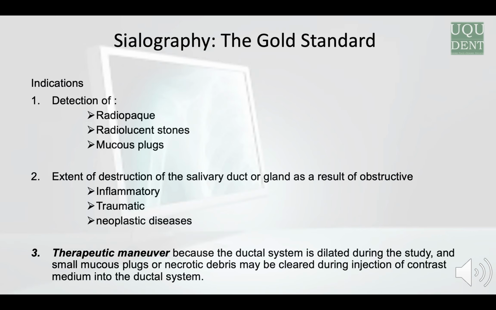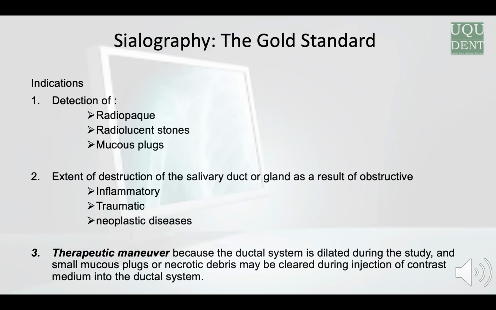Sialography is the gold standard. Its indication is for detection of radiopaque or radiolucent stones or mucus plugs, the ones that you cannot detect with the plain radiograph. It also shows the extent of the destruction of the salivary duct or gland, which happens as a result of obstructive, inflammatory, traumatic, or neoplastic disease.